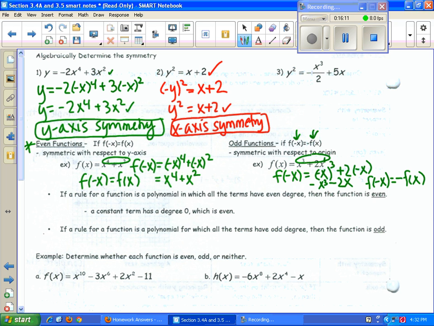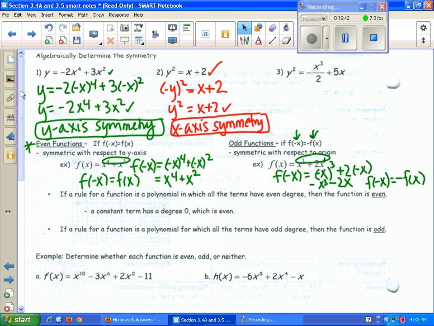If I look at equation number 3, I notice that my y is being squared and my x's are all odd. So for this case, if I try y-axis symmetry and replace x with negative x, I would end up with a statement that's not equivalent to the beginning statement. If I replace y with a negative number, then since it's being squared, I would end up with x-axis symmetry again.